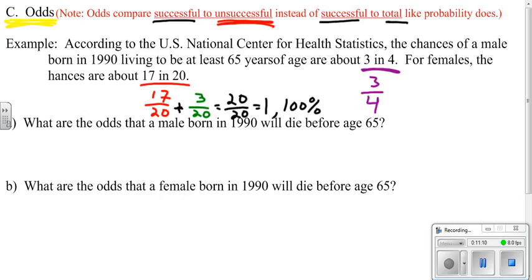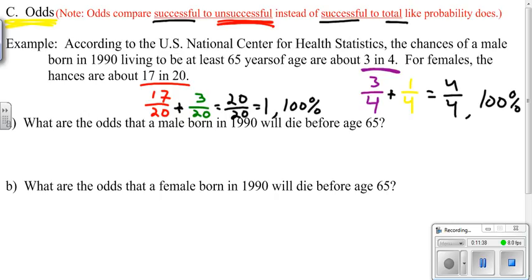Same thing here. If we have 3 out of 4 being alive for the males, then 1 out of 4 will die. And we know that's true because if we add these, go right across, it'd be 4 out of 4 again, or 100%. So if we know our probabilities, we'd say what are the odds that a male born in 1990 will die before the age of 65?